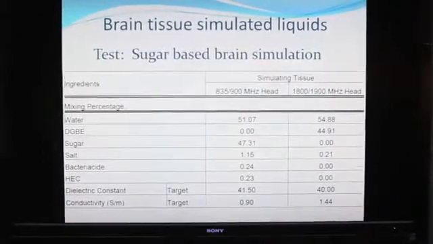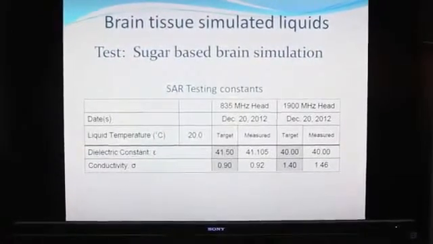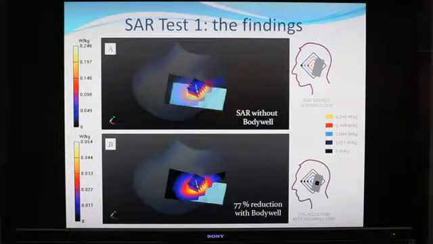Typical brain tissue simulated liquids are also given by the FCC. And before a test is done, there are specific values that need to be tested prior to any SAR test, in this case the dielectric constant and the conductivity of the tissue. So the first test that was conducted at a certified lab provides up to 77% reduction with a Bodywell card.